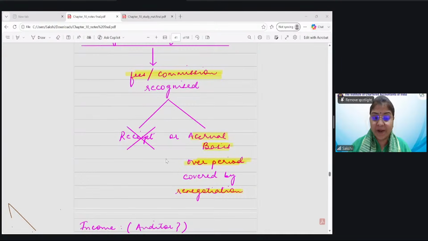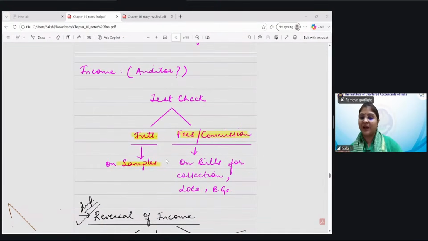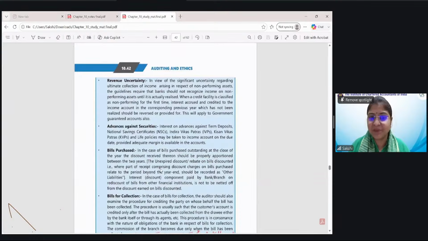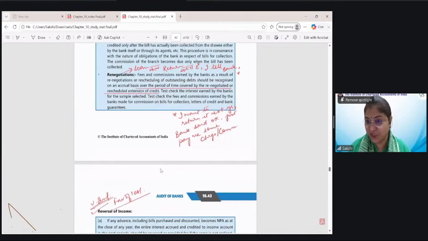Okay. All right. So as an auditor, you have to check the interest income on sample basis, and you have to also check whether the fees or commission on bills for discounting, letter of credit, bank guarantees has been recorded properly or not. Okay. All right. So coming to your material, see, we have done bills purchase, we have done bills for collection, we have done renegotiation.